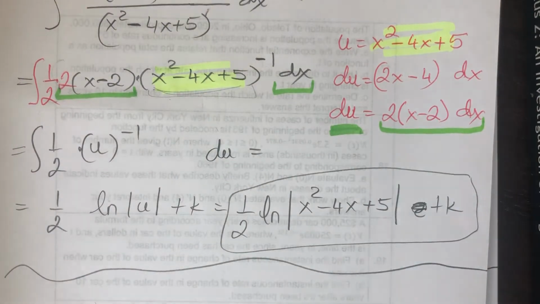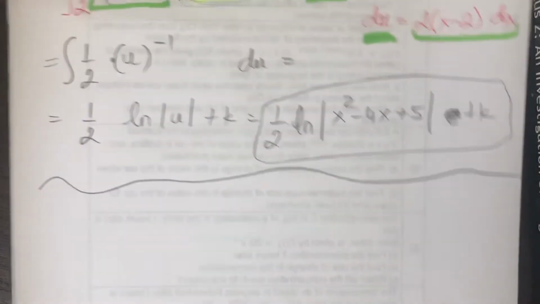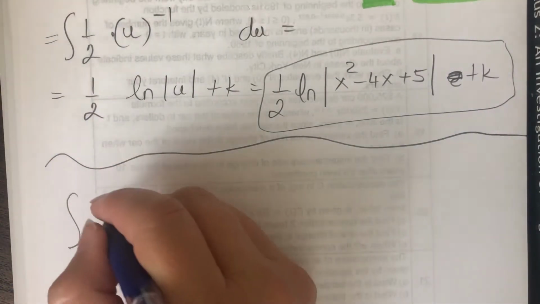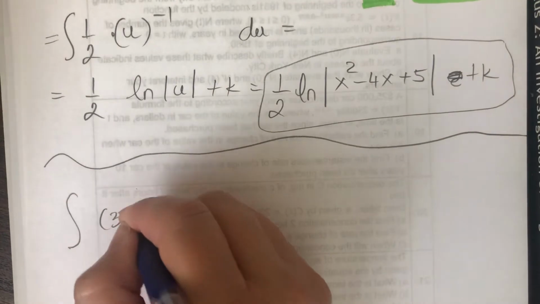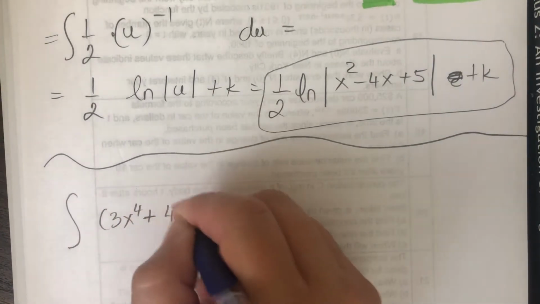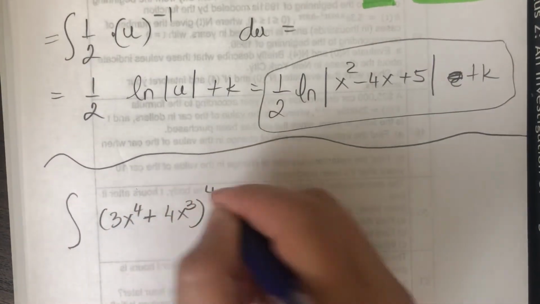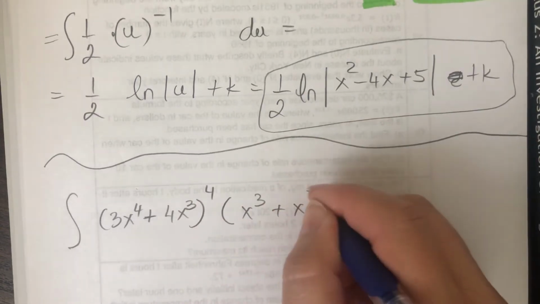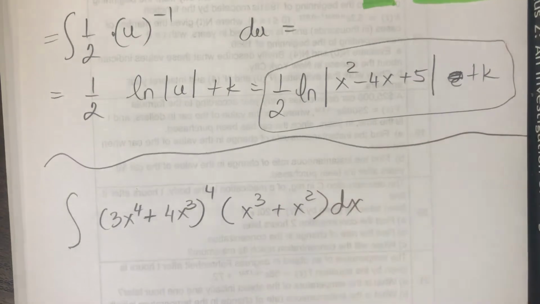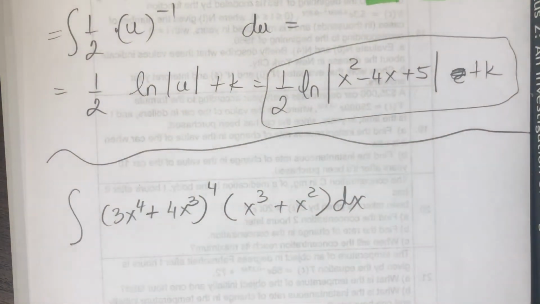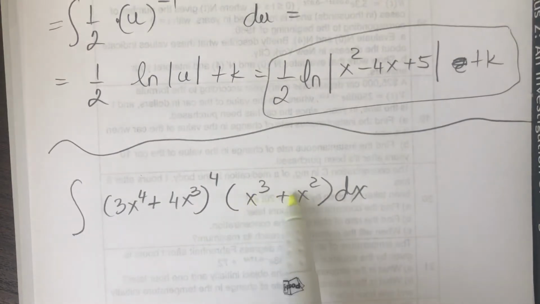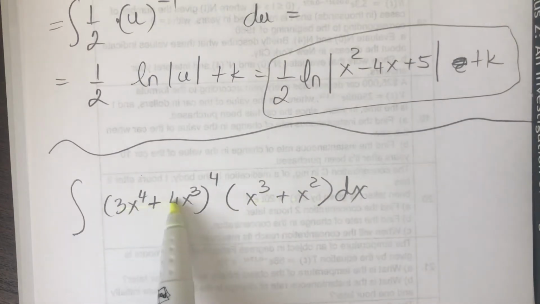Okay, let's try one more. And then we'll go to definite integral. So find the integral of 3x to the 4th plus 4x to the 3rd, the whole thing to the power of 4, times x cubed plus x squared dx. So again, you might also be wondering, who should be your u? Should you call this quantity u, or should you call this quantity u?